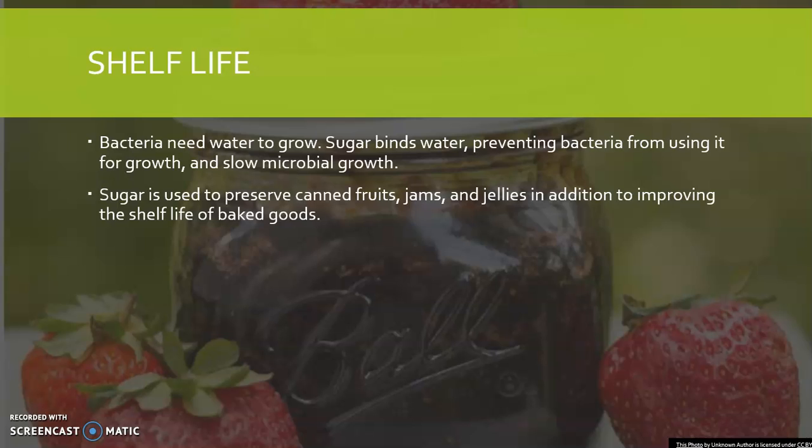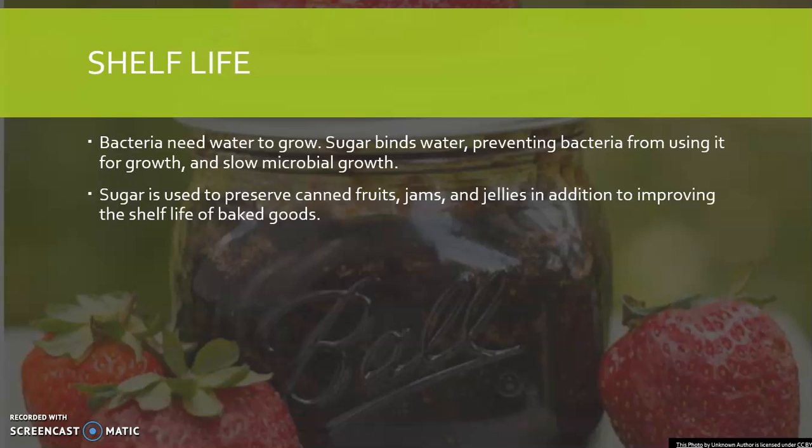So the most common uses of sugar for shelf life are in canned fruits, jams, and jellies. Those have a lot of sugar in them, and so they take a really long time to go bad. But it also can help your baked goods to have a longer shelf life just by preventing molds or bacteria from growing. So yeah, sugar is actually good for shelf life.